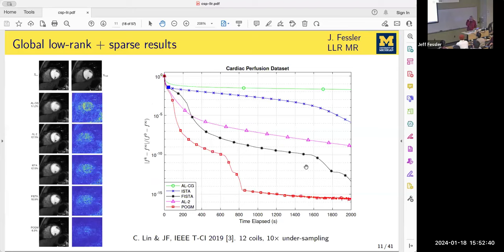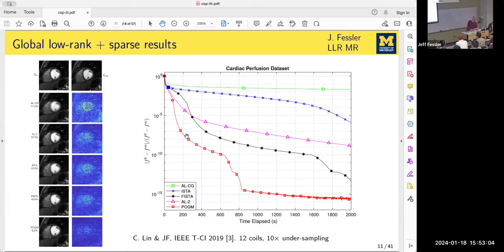And here's an example of this applied to what you could think of as a matrix sensing problem. It's a dynamic MRI reconstruction problem, with a globally low rank plus sparse model. In green and purple are two augmented Lagrangian methods, ADMM type algorithms, that don't converge that quickly. Very slow here is ISTA, the proximal gradient method. Here's FISTA in black stars.